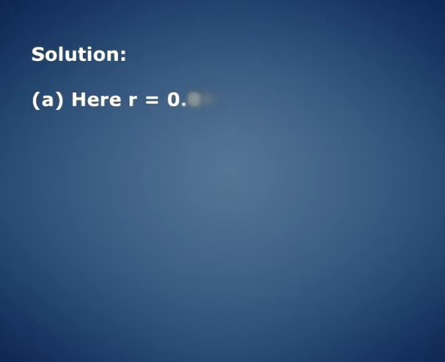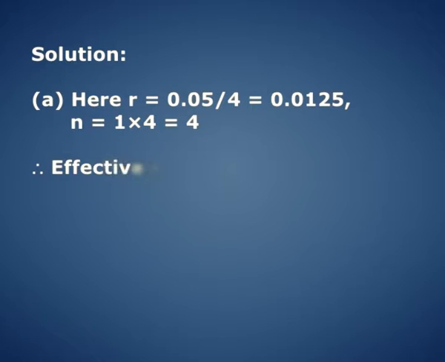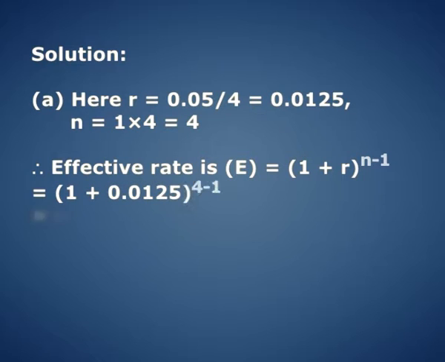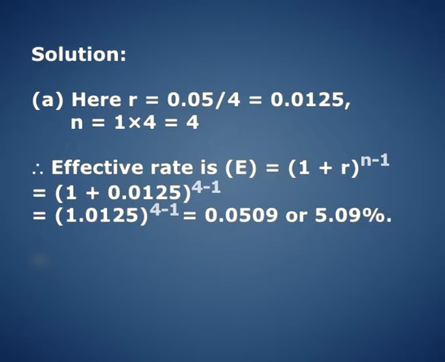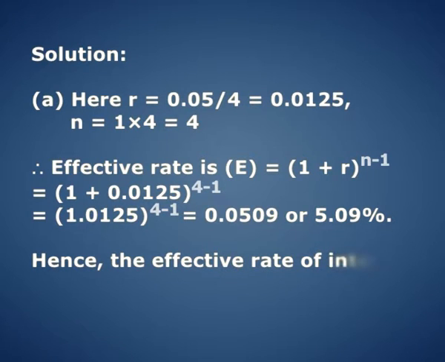R is equal to 0.05 divided by 4, so that is equal to 0.0125. N here is 1 into 4, that is equal to 4. So effective rate is equal to (1 plus r) to the power n minus 1. So that is equal to (1 plus 0.0125) to the power 4 minus 1, which is equal to 1.0125 to the power 4 minus 1. So that is equal to 0.0509 or 5.09%. Hence, the effective rate of interest is 5.09%.